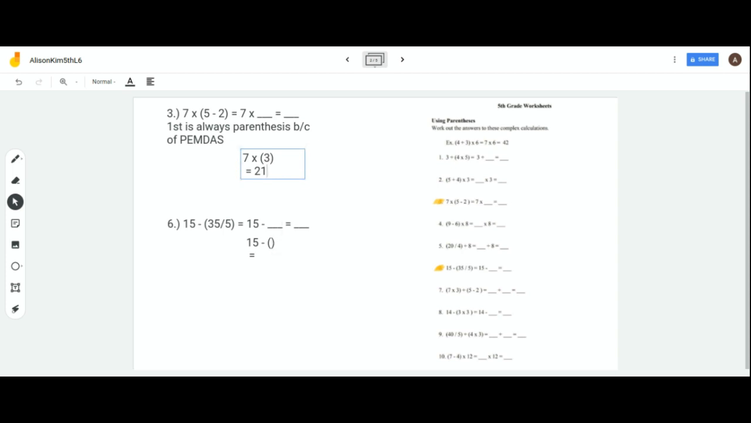Number 6 says 15 minus parentheses 35 divided by 5 parentheses. In the parentheses, 35 divided by 5 has to be solved first, and you get 7. And your easy, simple subtraction equation is just 15 minus 7, which is 8. So your answer for number 6 will be 8.